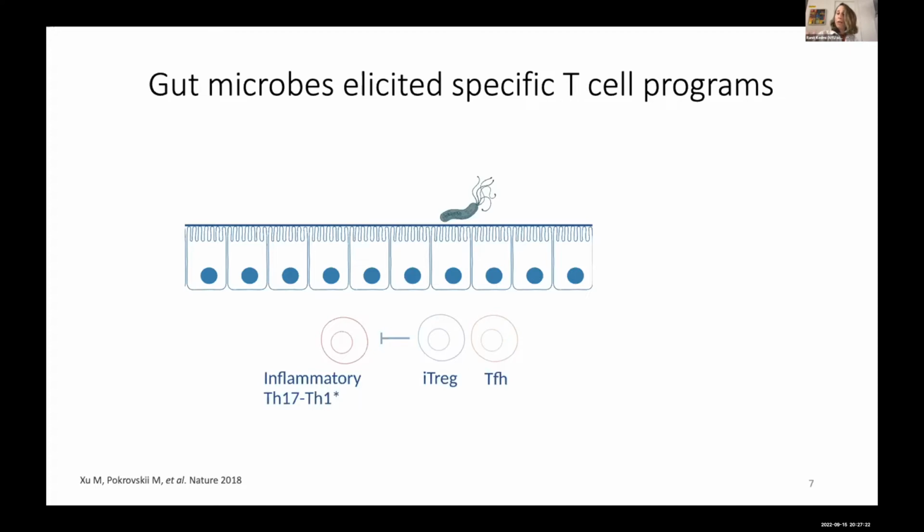One is the T follicular helper cells, or in short TFH, and those are important to induce the IgA response. Another program it induces is the Treg response, and this response is really important to put the brakes on inflammation. And very elegantly, he showed that when Tregs are for some reason defective, there is expansion of the inflammatory response to Helicobacter.